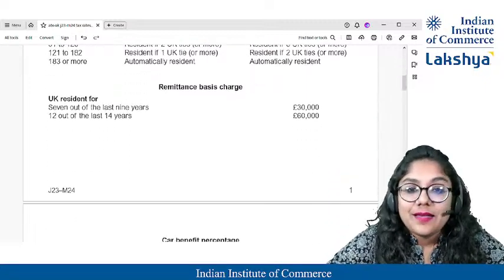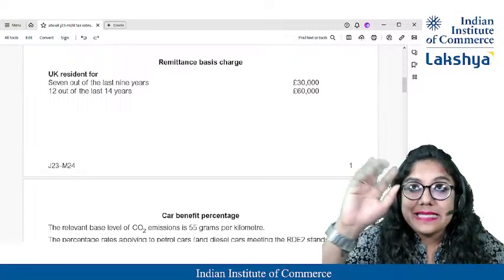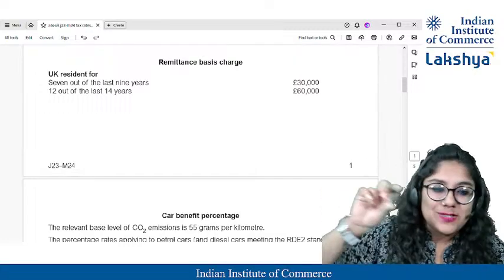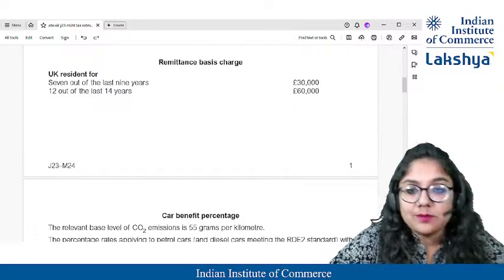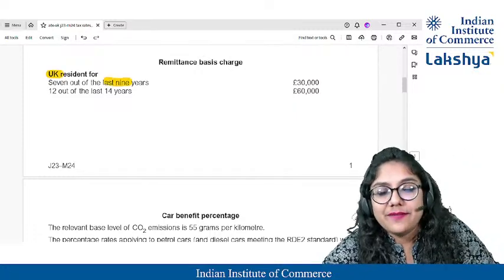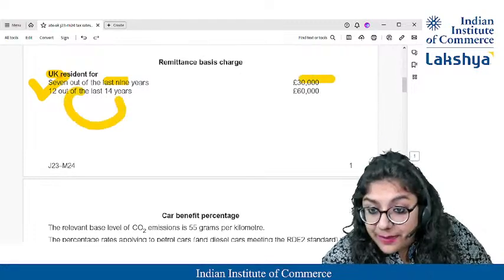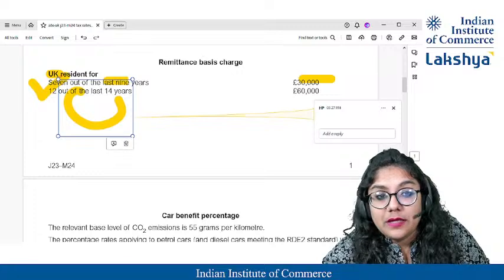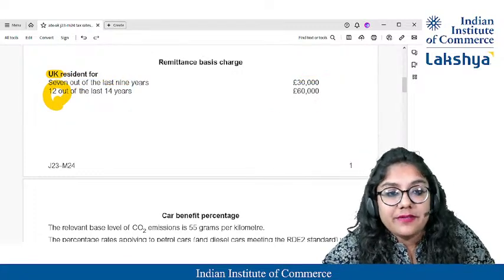Then we have some basic remittance. If an individual has stayed in the UK for so many years, there will be some basic remittance he'll be getting. For example, in the UK if he has worked 7 out of 9 years, he'll get 30k. If it's double, like 12 years, definitely he'll get 60K.